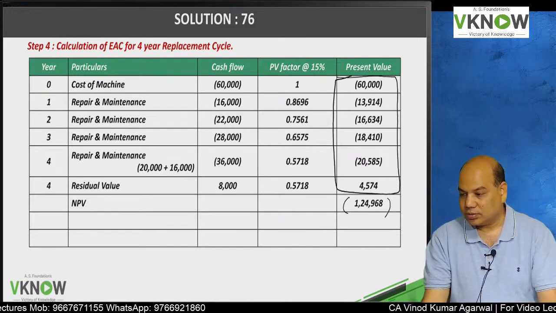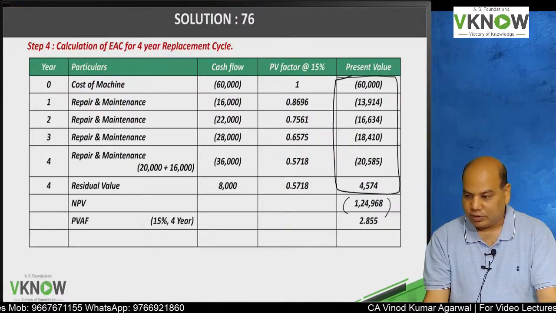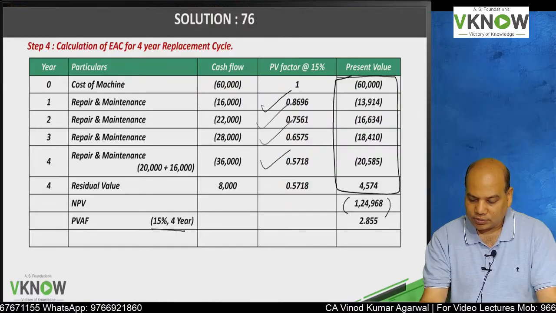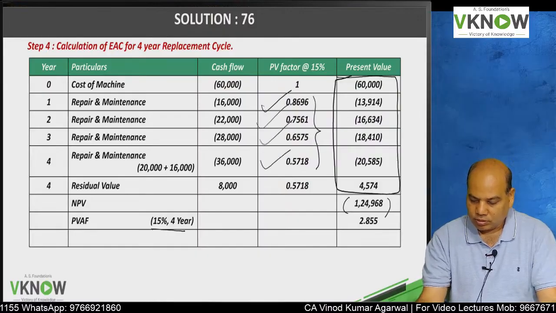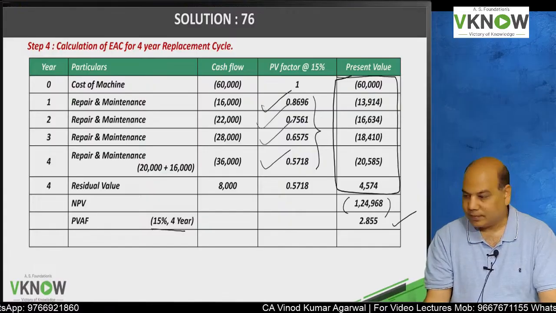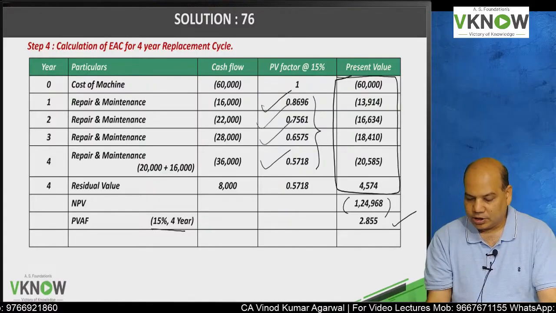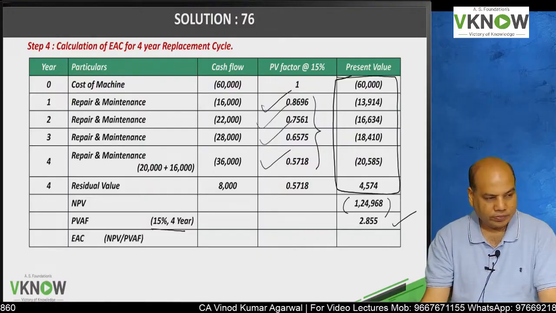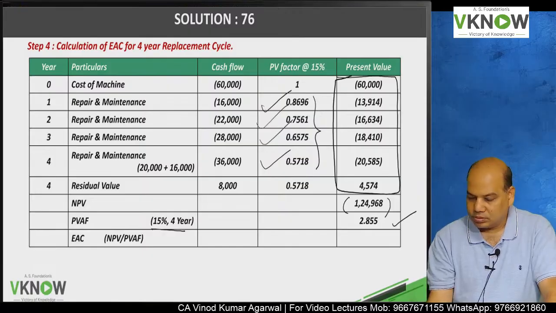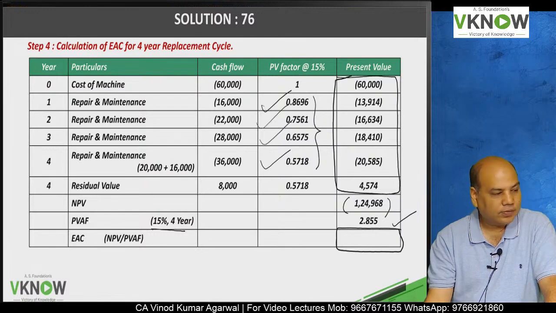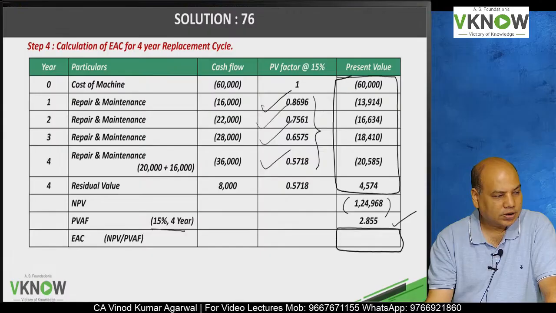124,968. Write down the PV annuity factor for 4 years. Add these 4 factors and write here. Just check, is it 2.855? And tell me the EAC. Anybody for EAC here? Anyone for EAC here? Yes, come on, reply.